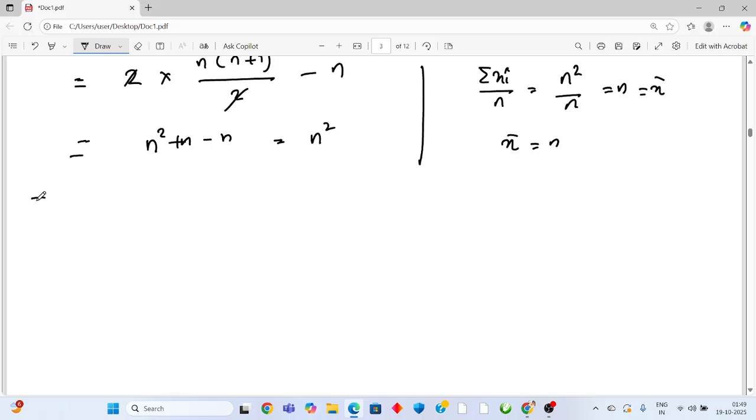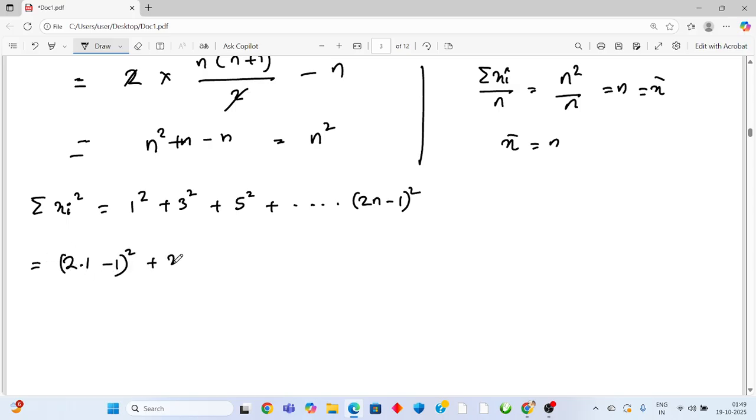Similarly, to calculate the variance, first of all, we need to calculate summation xi square, right? So in this case, this would be 1 square plus 3 square plus 5 square, dot dot dot. The last term will be (2n minus 1) whole square. So again, we can write 1 square in terms of (2 into 1 minus 1) whole square plus (2 into 2 minus 1) whole square plus (2 into 3 minus 1) whole square dot dot dot. The last term would be (2 into n minus 1) whole square, right?